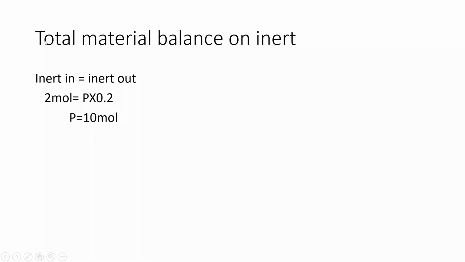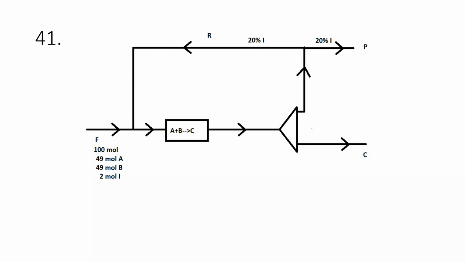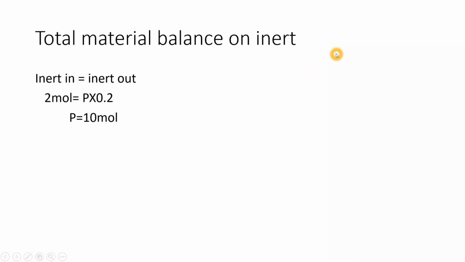You can see here, inert in should be equal to inert out at steady state, right? So inert in is equal to 2 mole I. So P into 0.2, inert out should be P into 0.2 since it is 20% in P. So from this we are getting P equal to 10 mole. This is the final answer, right?